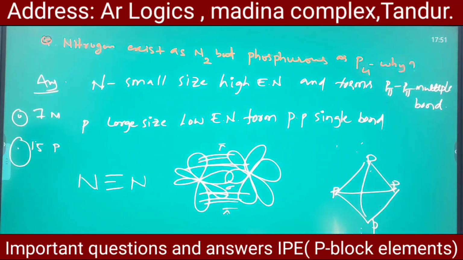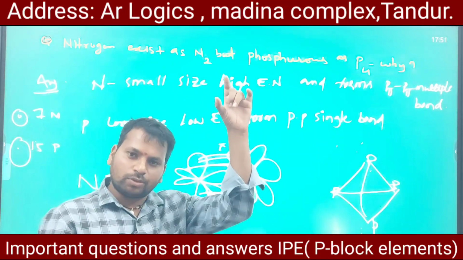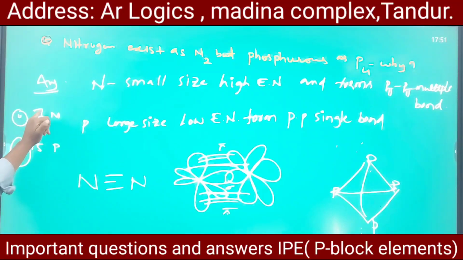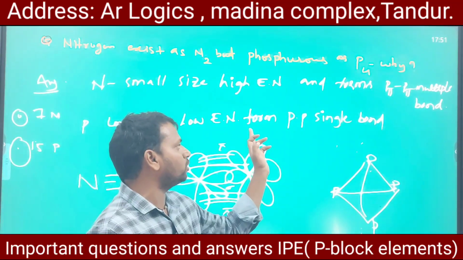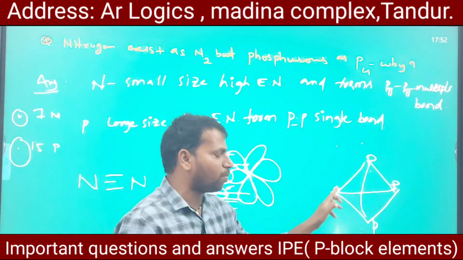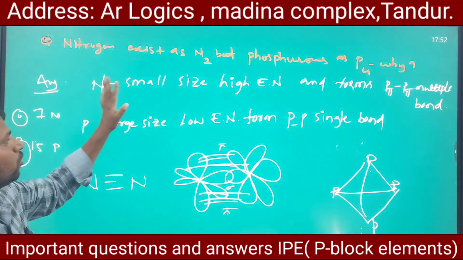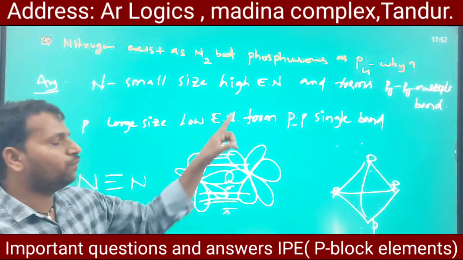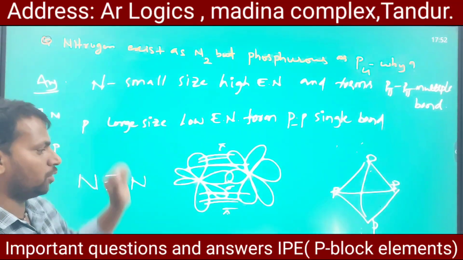But in the case of phosphorus, due to large size and low electronegativity, already we know that when moving from top to bottom in a group, electronegativity decreases. So compared to nitrogen, phosphorus electronegativity is less, and phosphorus forms single bonds like this. Due to that reason, nitrogen exists as a diatomic molecule, whereas phosphorus exists as P4, a tetra-atomic molecule. So this is about this question.